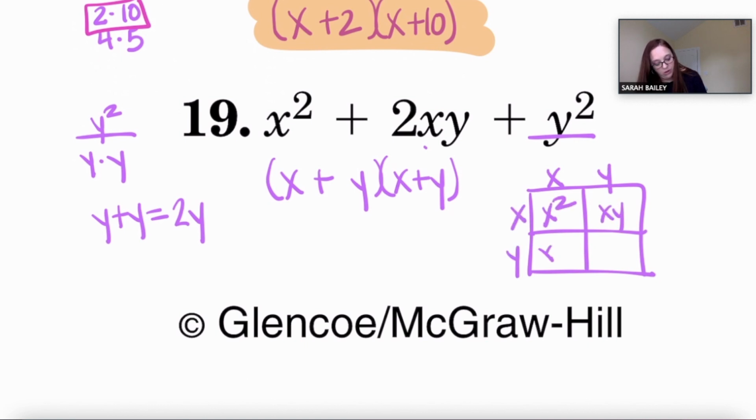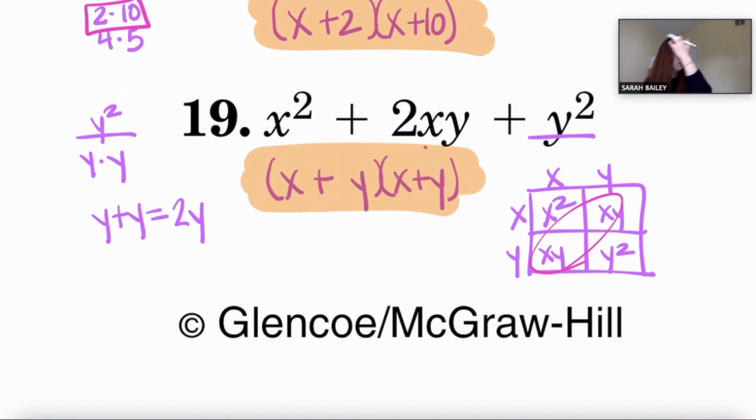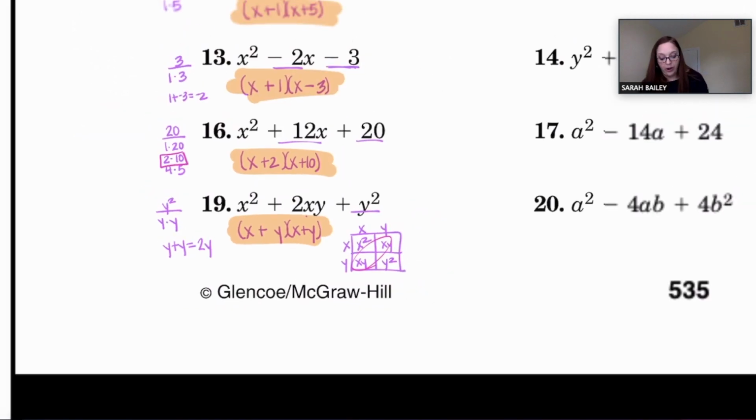That's xy, that's xy, and that's y squared. So I get x squared and then 2xy plus y squared, which is what I had to begin with. So this works. It factors into x plus y times x plus y. All right, so you definitely need to practice now.